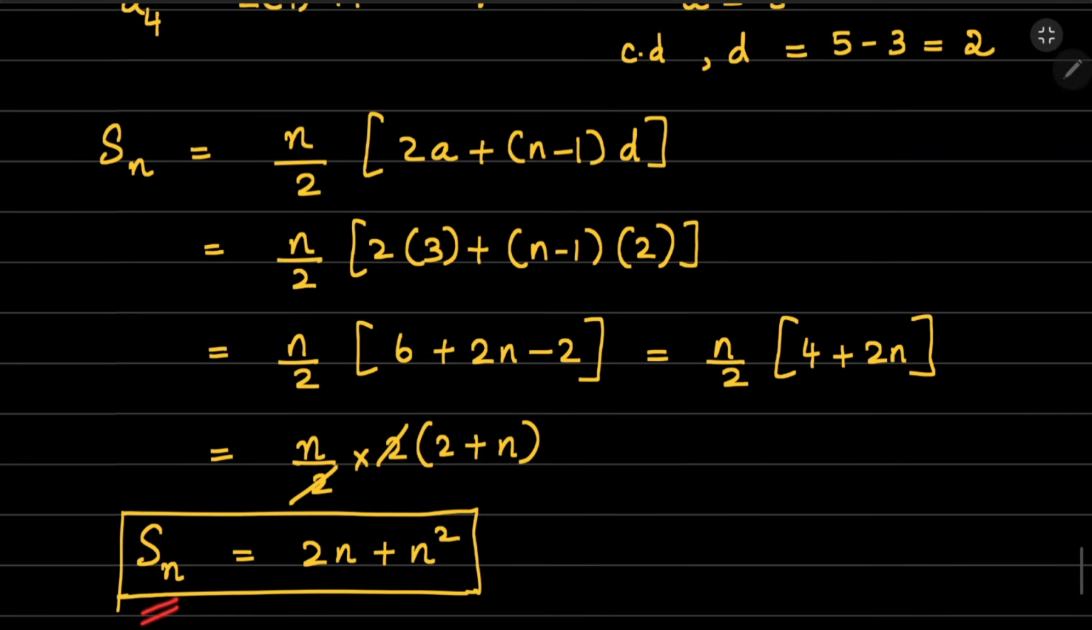So for the sum of the first any n, n could be 10, n could be 20. If you have to calculate the sum of the first 100 terms, if n is 100, just substitute 100 in place of n and you'll get the sum of the first 100 terms. Right? That's the general expression. Let's move on to the next question.